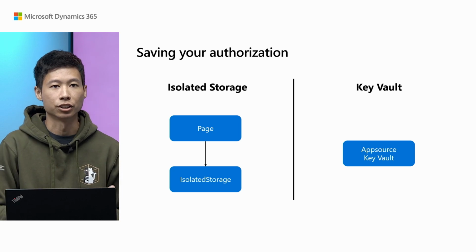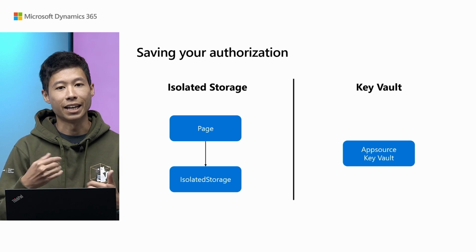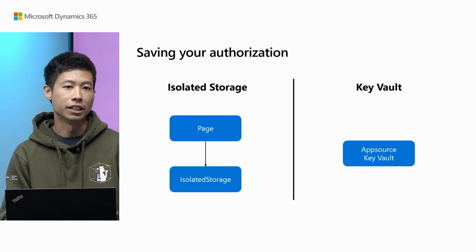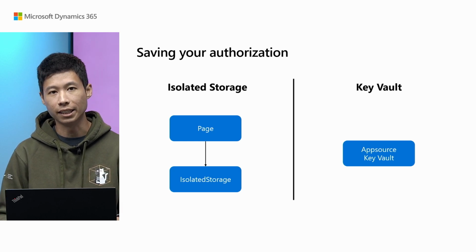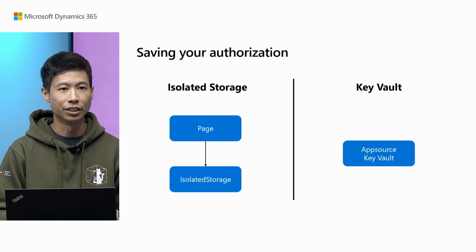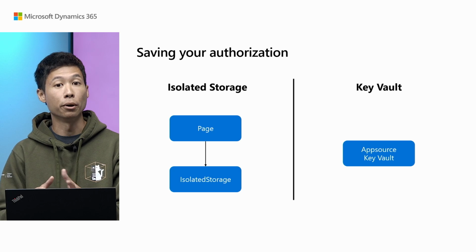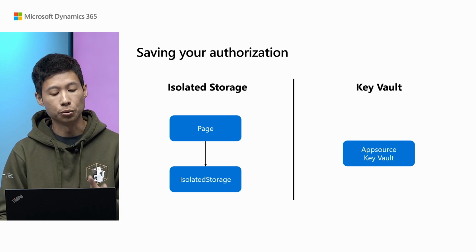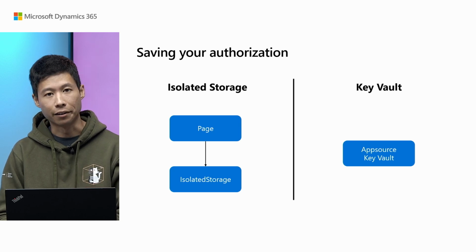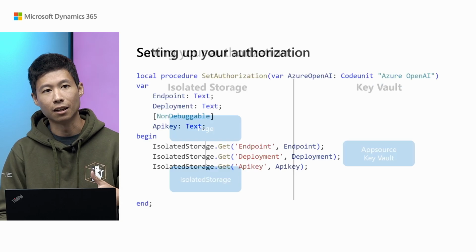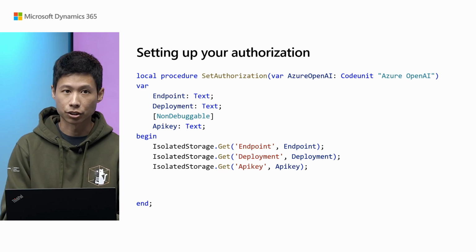If you go down the isolated storage way, you'll want to create a page such that you can then key it in manually and save it into isolated storage, as you do not want to hardcode any keys, etc. in your extension. The other way, if you're building an AppSource app, is to use the AppSource Key Vault that you have and save it in there. So in this case, for this demo, we'll be using isolated storage.